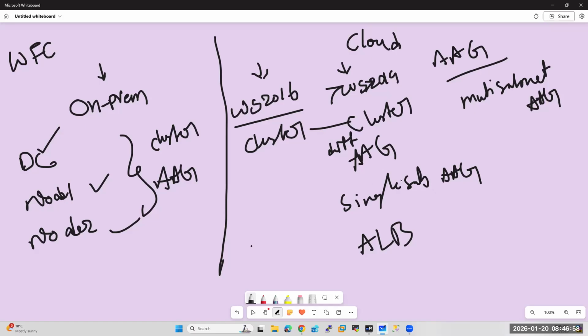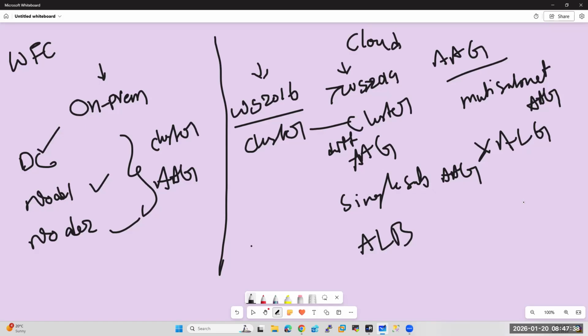So I will go for the multi-subnet Always On availability group. Using multi-subnet Always On availability group, I can avoid the load balancer. We do not need any load balancer. Once we discuss that, the next thing is a concept called listener, sir, especially in Always On availability group. The main problem is sitting with that listener only.